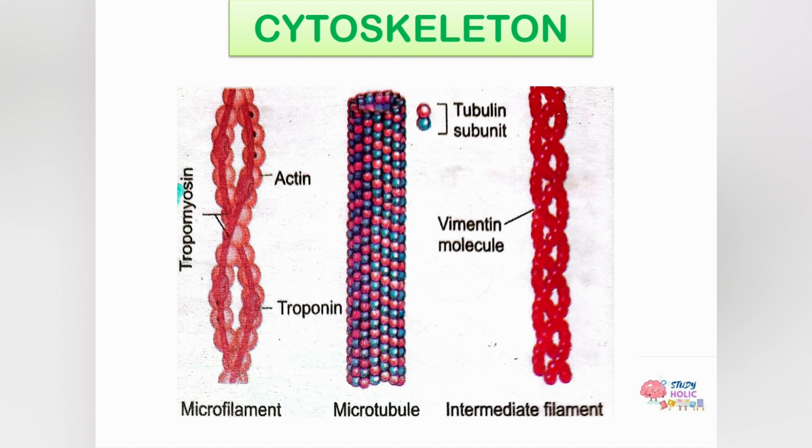Let's begin with today's topic, that is cytoskeleton. I'll be briefly discussing what cytoskeleton is. A fibrous structure that is distributed from the nucleus to the plasma membrane throughout the cytoplasm of the eukaryotic cell is known as cytoskeleton.